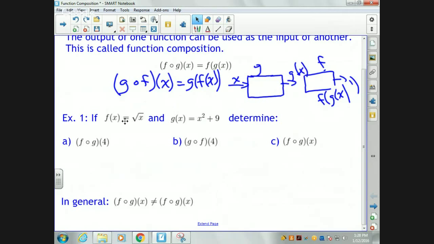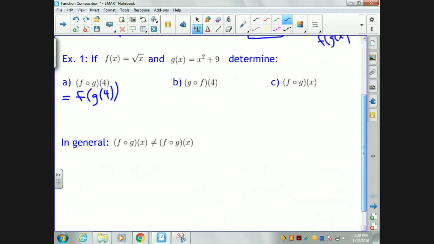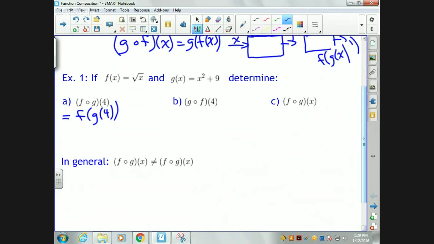We could actually take this. Remember that this just means f at g at 4. So the long way to do this, and I don't know if it's really much longer, would be to evaluate g at 4. So we could say, okay, well, what's g at 4? Plug a 4 in here.